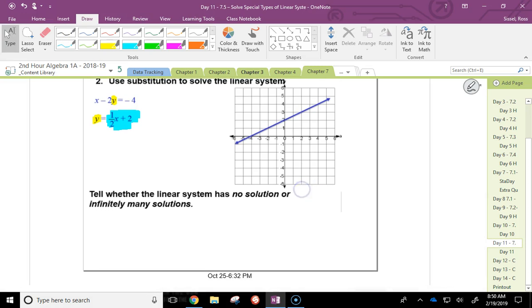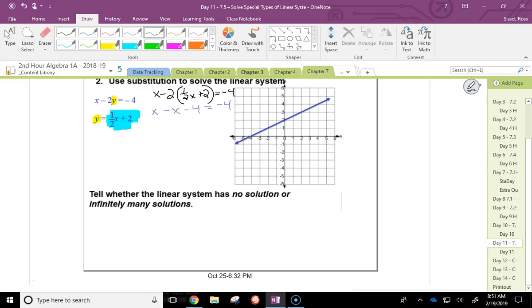I'm going to rewrite it. X minus 2. And instead of writing y, I'm saying 1/2 x plus 2. Finish my equation equals -4. We solve. I have x, and now I'm going to multiply by a -2. -2 times 1/2 is -1x, so just -x. -2 times 2 is -4 equals -4.